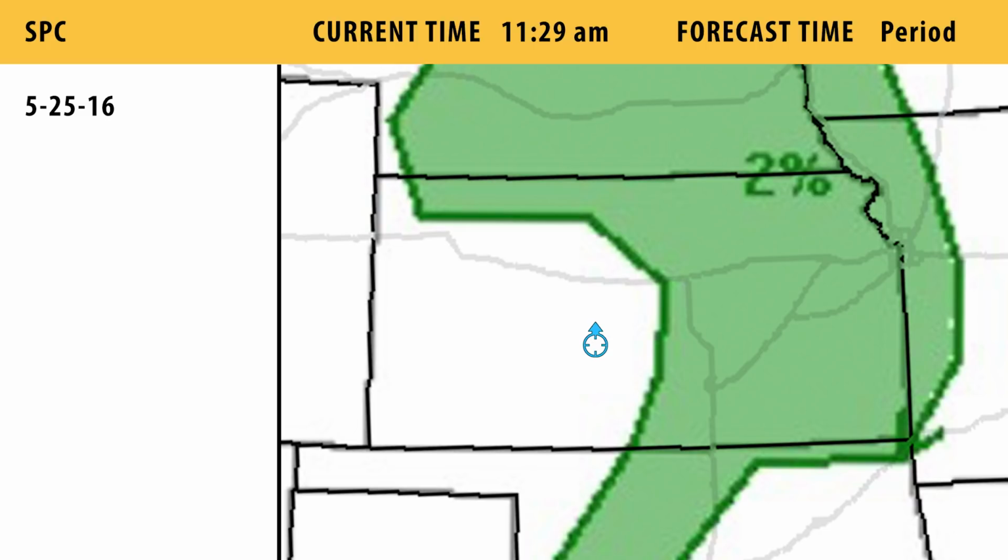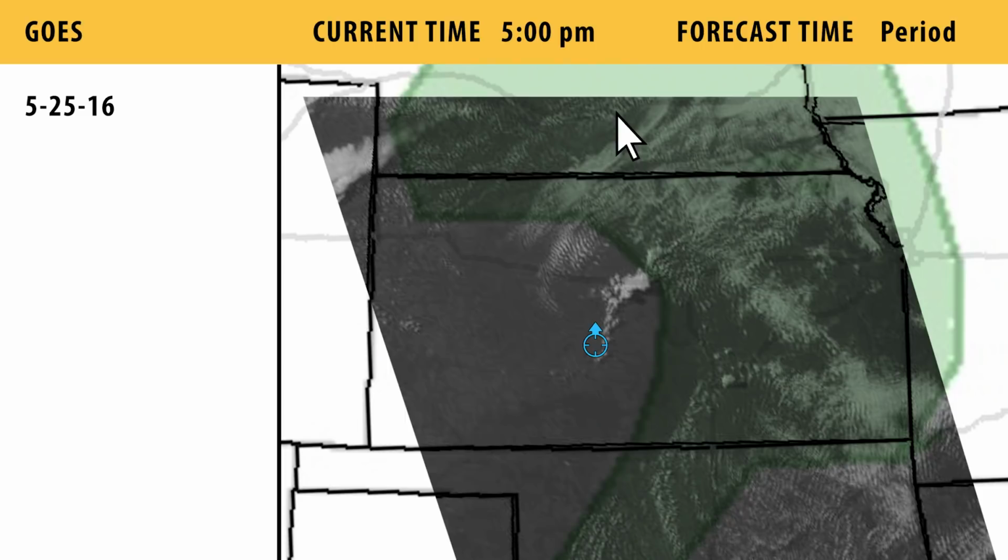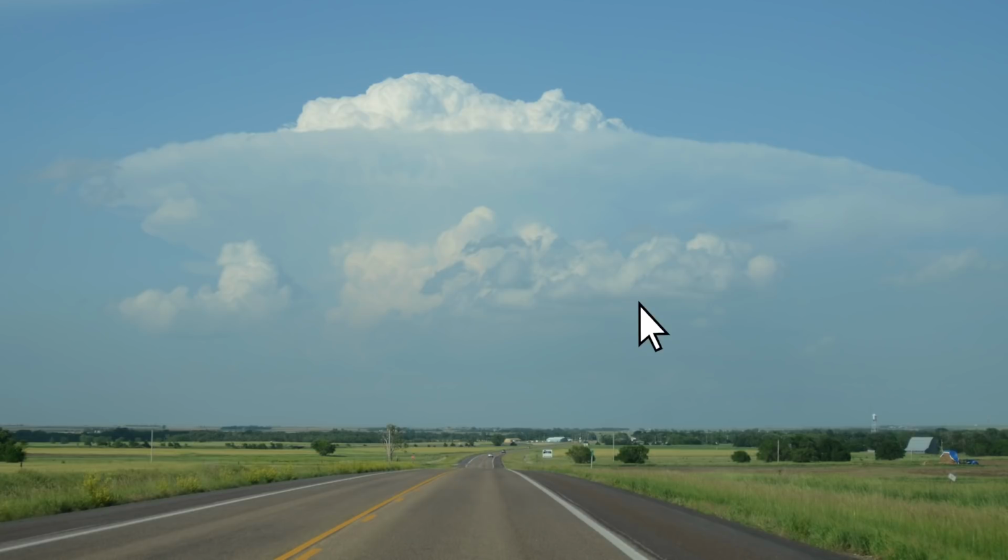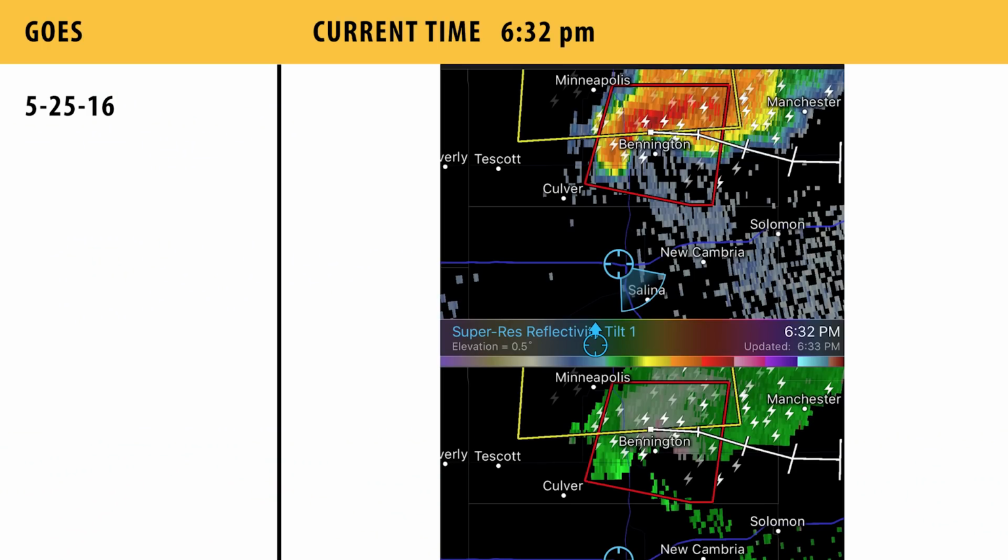I wake up 11:30. 2% chance of tornado. Something's going to happen, but where? There's going to be a big storm. So you just go back to bed. And then you wake up at 5 p.m. and you go outside and that's what you see. Who's going to check the HRRR on a day like that, right? So you just drive. 6:32 GOES, tornado warning, drops a little weak transient tornado.